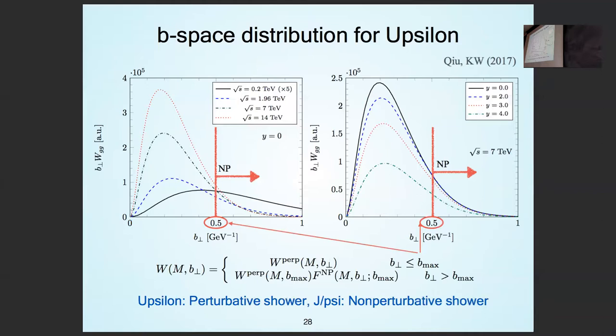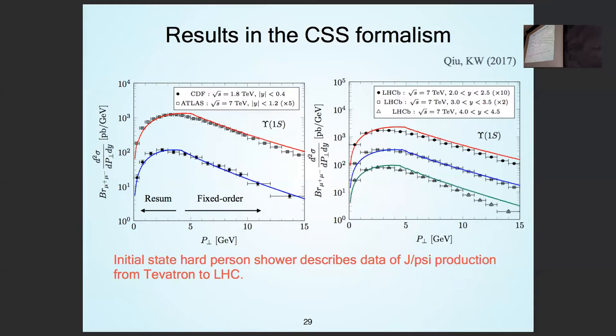Anyway, the important point is that quarkonium is produced as part of the hard process, and the PT of the quarkonium comes from the parton shower in the transverse frame, and this parton shower is part of the showers for Upsilon production. But for J/psi production, non-perturbative parton showers are very important. So this results in the CSS formalism. This is Tevatron data, this is ATLAS data, and this is a forward low PT result. So the initial state parton showers describe the data of J/psi production from Tevatron to LHC. These results show we don't take care of the gluon shower in the final state.